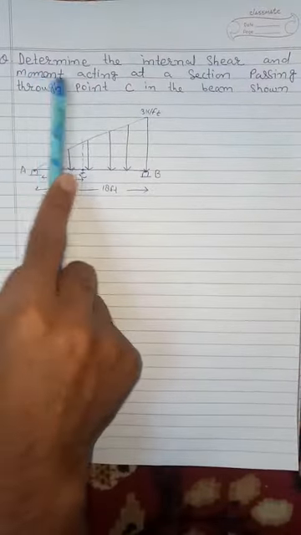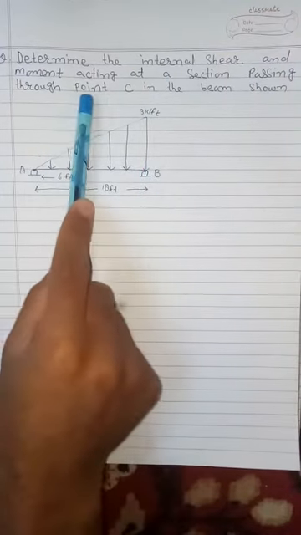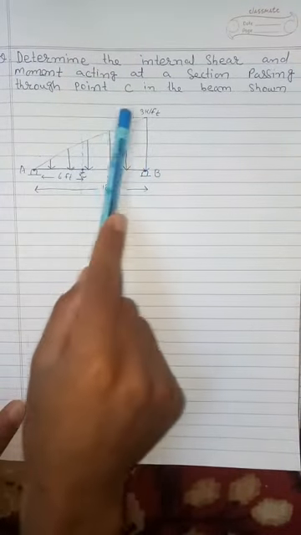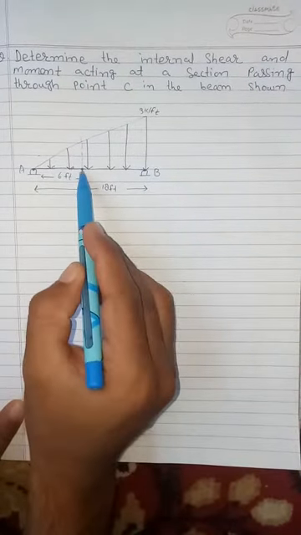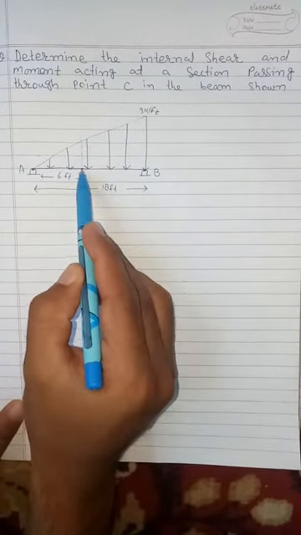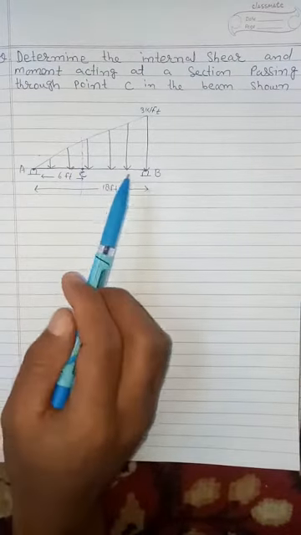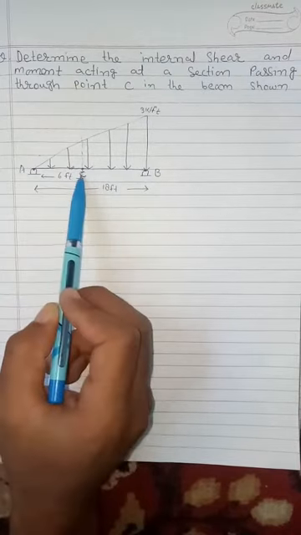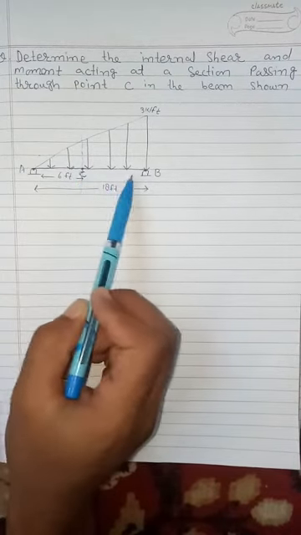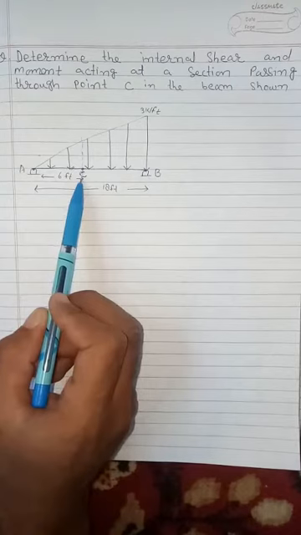Hello friends, before we move on to the next topic, let me solve one more example. This is the given example: determine the internal shear and moment acting at a section passing through point C in the beam shown. So I have to determine the shear force and bending moment at point C. For that I have to choose only one section, that is CB or CA. It is easier if we take CA as compared to CB.